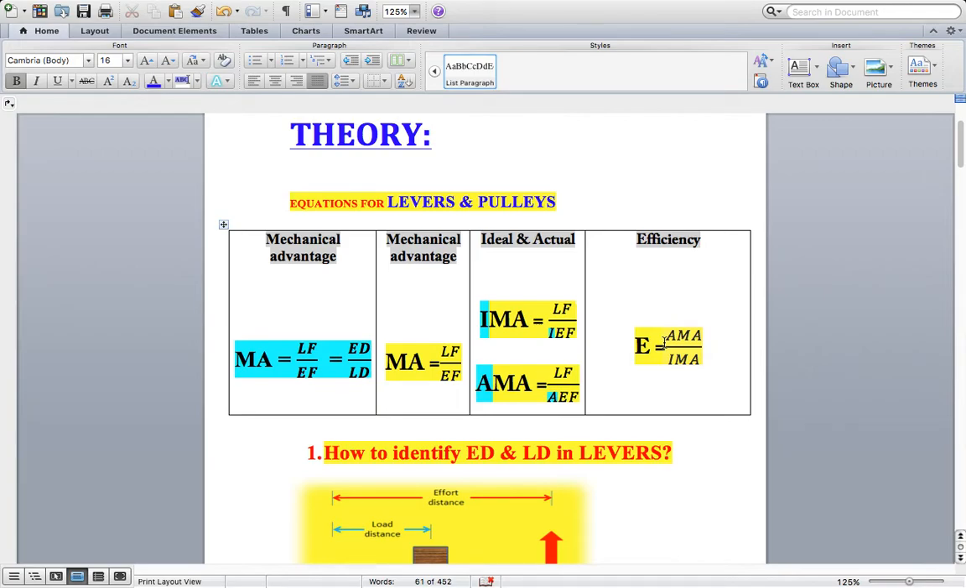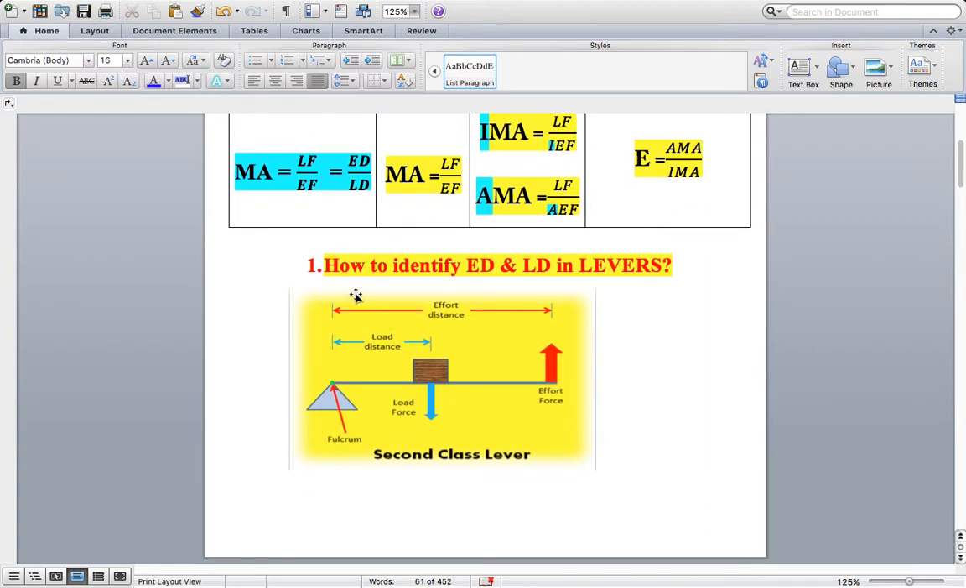Most of the girls still don't know how to identify these values like effort distance, load force, effort force from the question. I'll tell you how. First one is how to identify effort distance and load distance in levers. Just look at the lever here. I have a fulcrum here, I have a load here, I have an effort here. The distance of the effort from the fulcrum, or the fixed point, is called effort distance. They will give you some values here, 8 meter, 6 meter, 10 meter. So you have to write ED, effort distance, as that value.